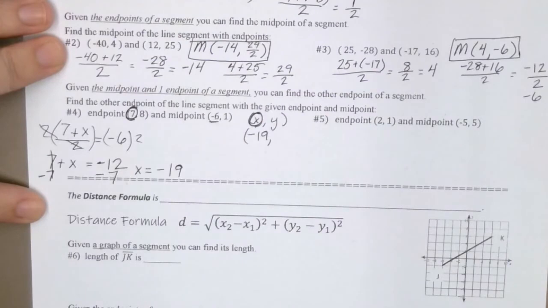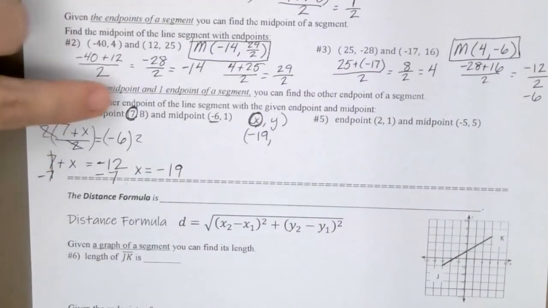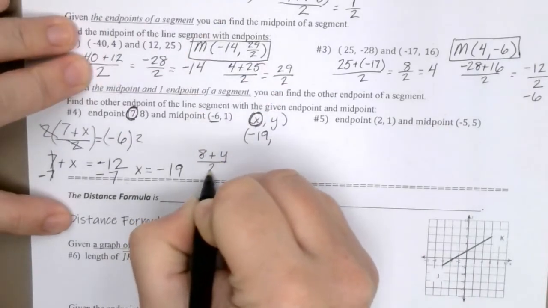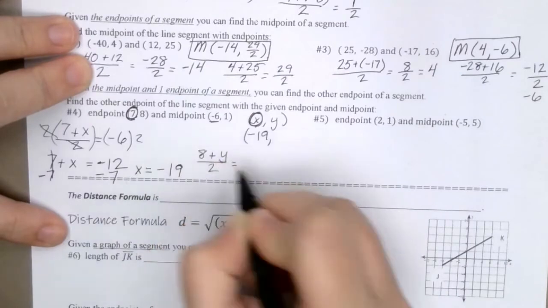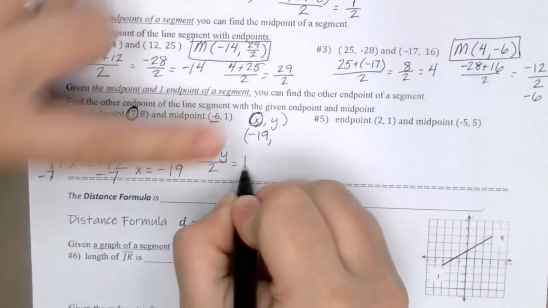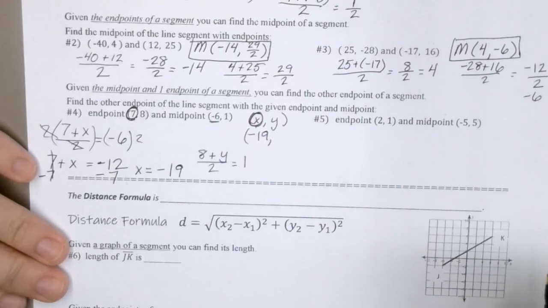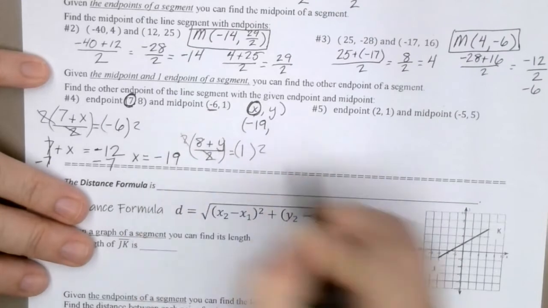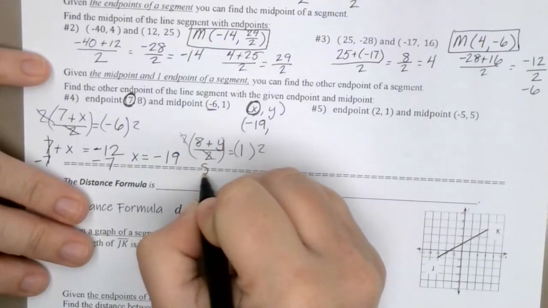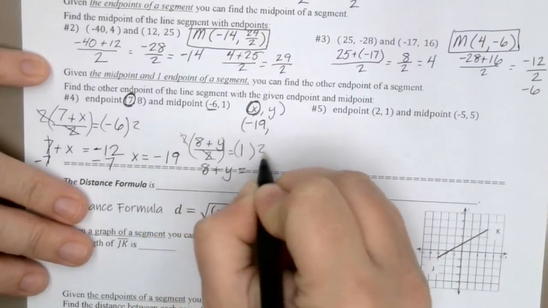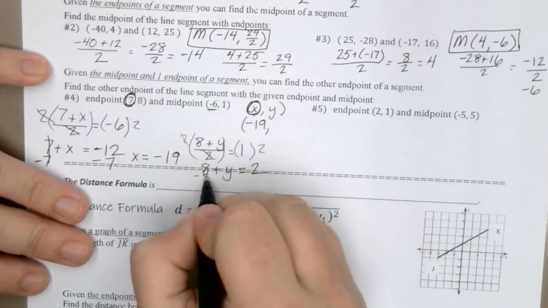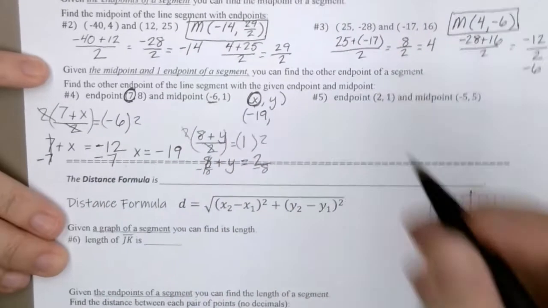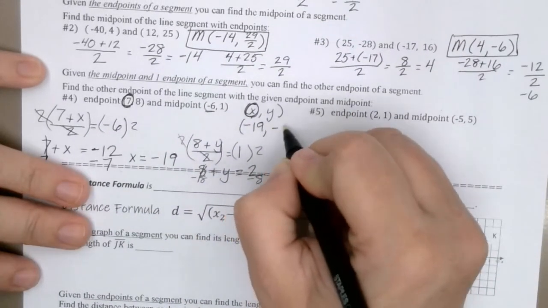How do I find the y value of that endpoint? 8 plus whatever that y value is, divided by 2, is equal to what? It's going to equal 1. How do I figure that out? Well, multiply by 2, so that denominator cancels out. You have 8 plus y equals 1 times 2, which is 2. If I subtract 8, then what? Y equals 2 minus 8, which is negative 6.